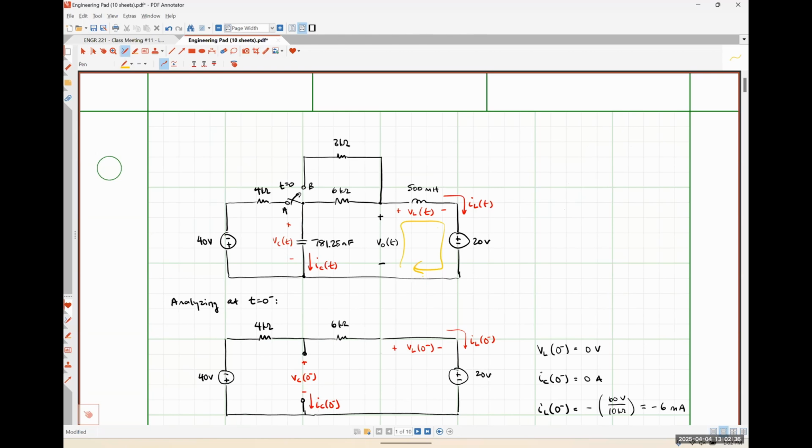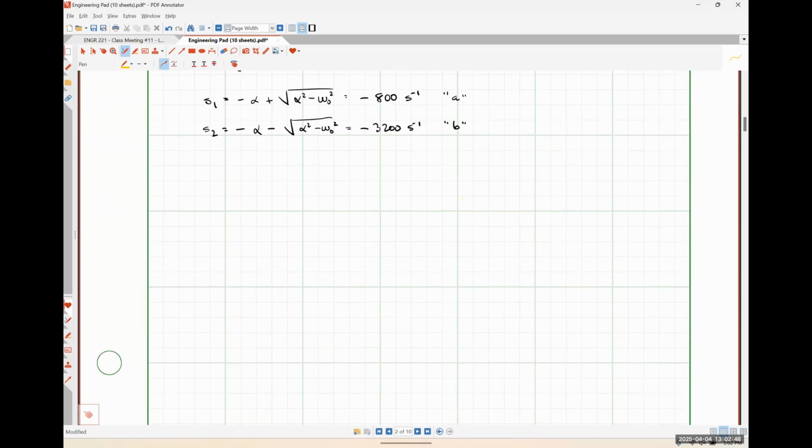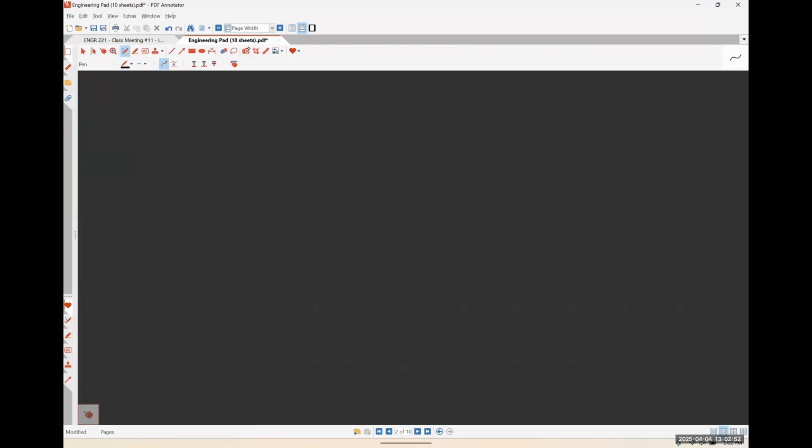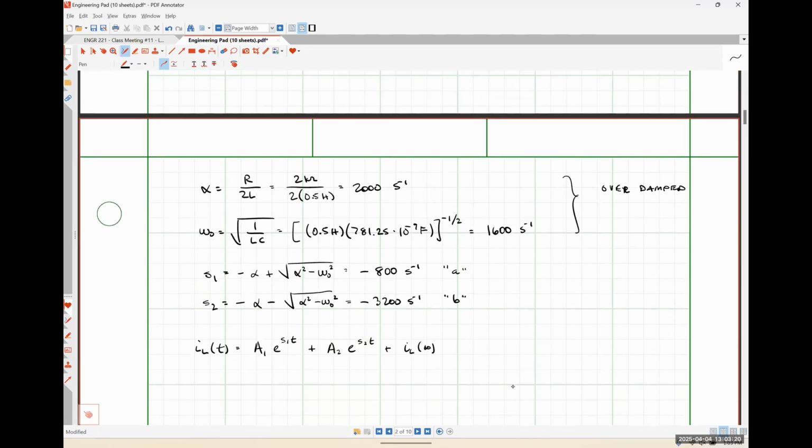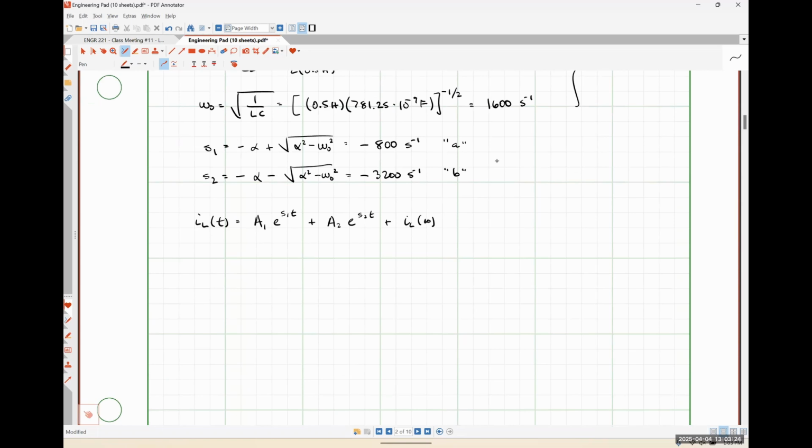Okay. Since I need to solve for VL of T, my system of equations is going to be my inductor current as my first equation and my inductor voltage as my second equation. So for an overdamped system, we'll say that IL of T is going to be A1 e to the S1 T plus A2 e to the S2 T plus IL at infinity. IL at infinity was just 0, right? So essentially, at T equal to 0 plus, this reduces down to A1 plus A2.